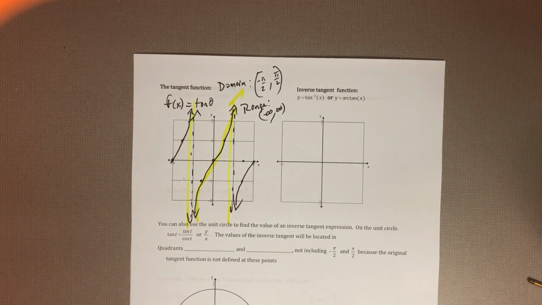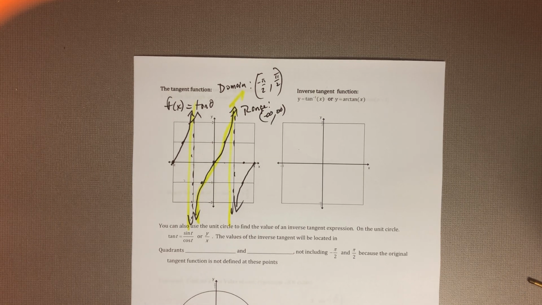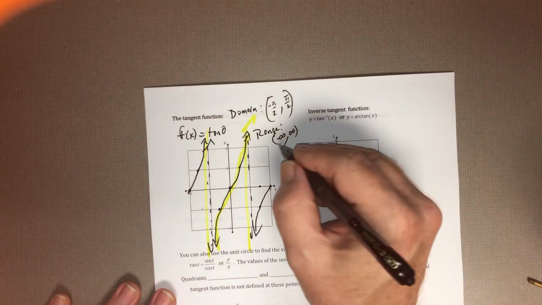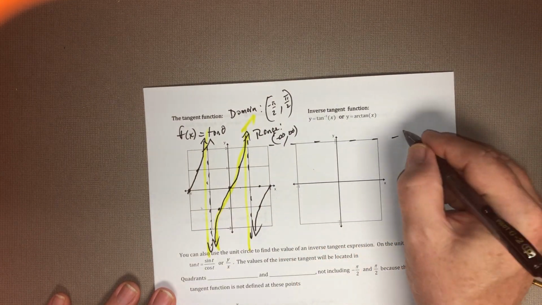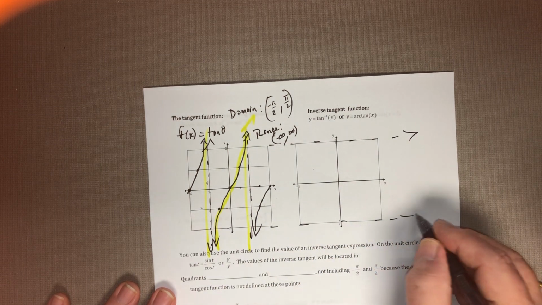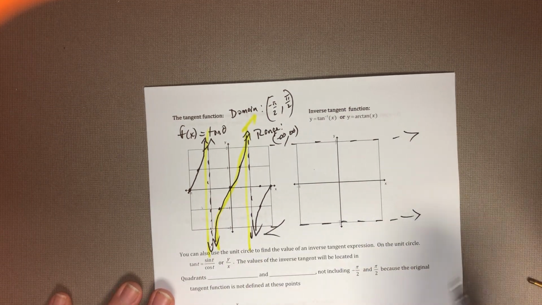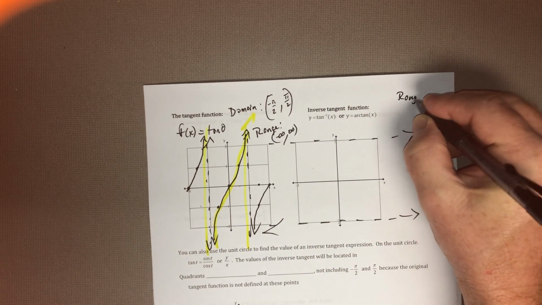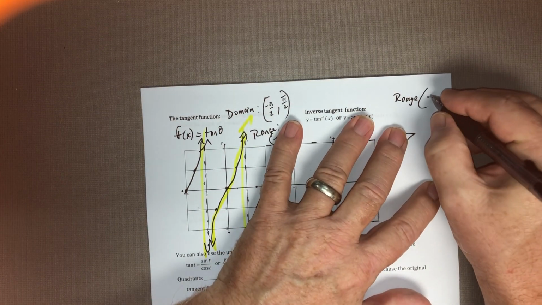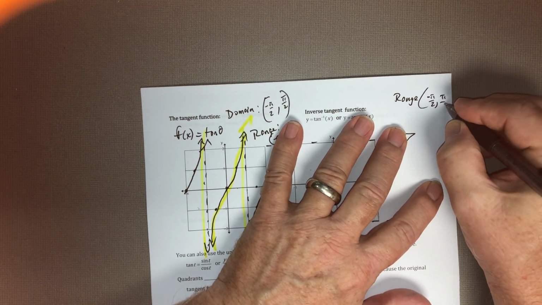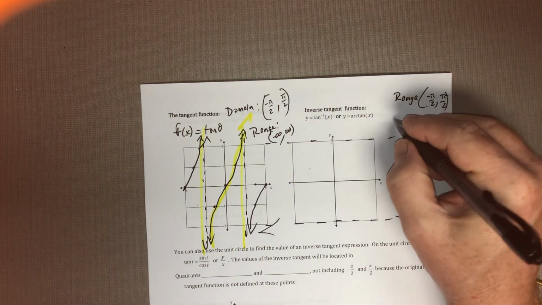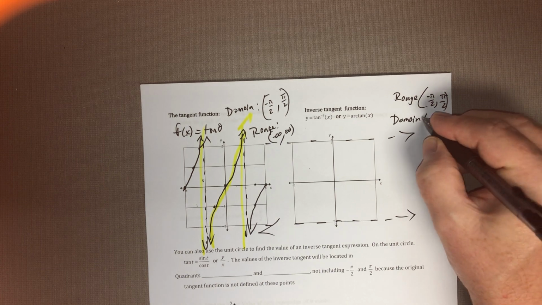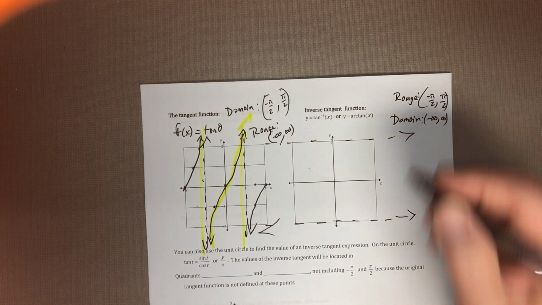And when you do an inverse, you exchange the domain with the range. So our range over here is going to be from up here. In other words, those vertical asymptotes are going to be horizontal asymptotes, and that's going to restrict your range. So your range will be from negative pi over 2 up to pi over 2, and your domain will be all real numbers from negative infinity up to positive infinity.